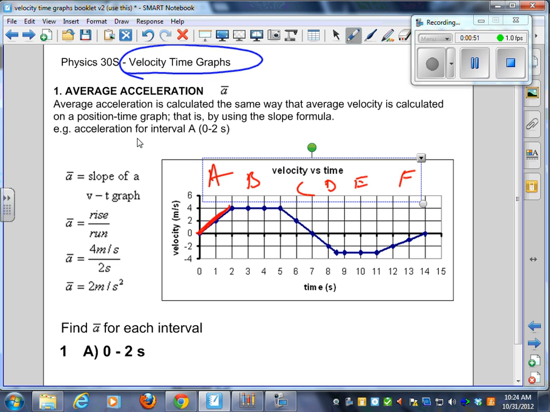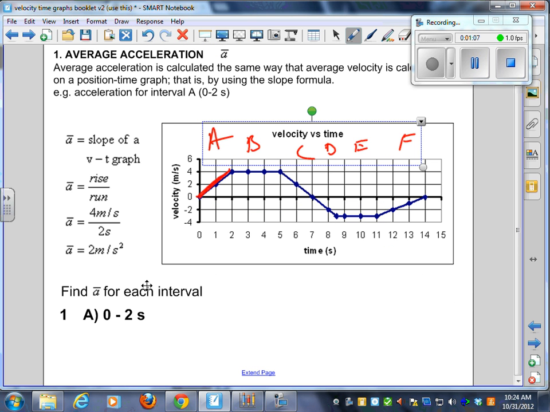So, the acceleration for interval A, and you guys have this right on your paper, interval A is the first one, from 0 to 2 seconds. So the slope is up 4 over 2. I have an acceleration of 2 meters per second squared for interval A. So on the clickers, I've given you the first answer. All you got to do is type it in. You're going to get that one right for sure.